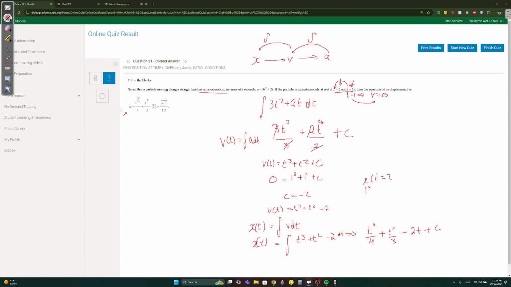So let's substitute 1 to the power of 4 over 4 plus 1 to the power of 3 over 3, minus 2 times 1, which is just 2. So minus 2 plus c is equal to, how much is the distance at 1 second? It's 2. If you solve this, you're going to get on your calculator 41 over 12. So you're going to get that the equation for x of t is equal to t to the 4 over 4 plus t cubed over 3 minus 2t plus 41 over 12.